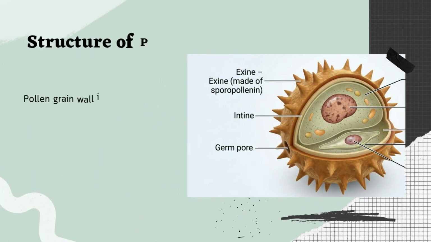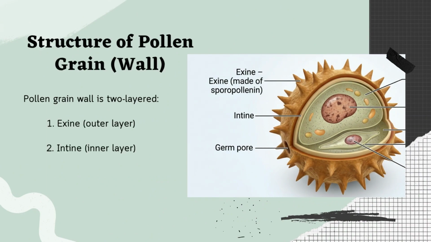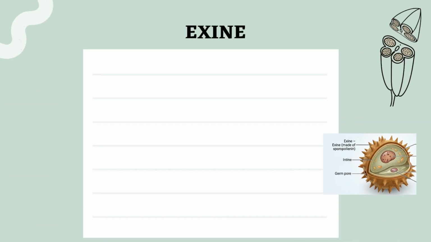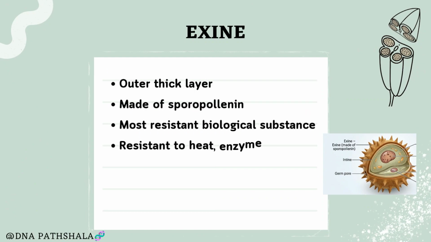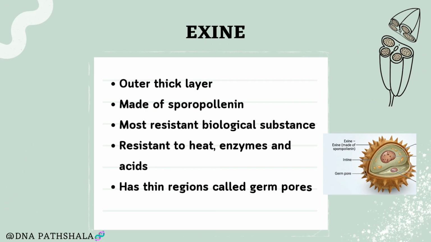Okay, now let's see the structure of pollen grain. Pollen grain has 2 layers, outer exine and inner intine. Both have different roles. First is exine. Exine is made up of sporopollenin which is highly resistant. It protects the pollen from damage. It also has the thin regions called as germ pores. Why exine is needed? Why protection is needed for the pollen grains? Because they travel from flower to flower by the process called pollination. We will do another detailed video on pollination.